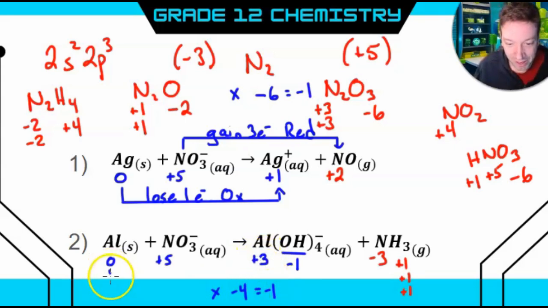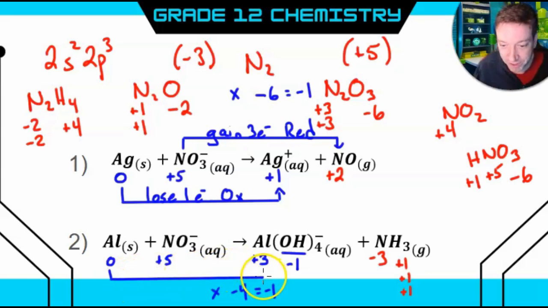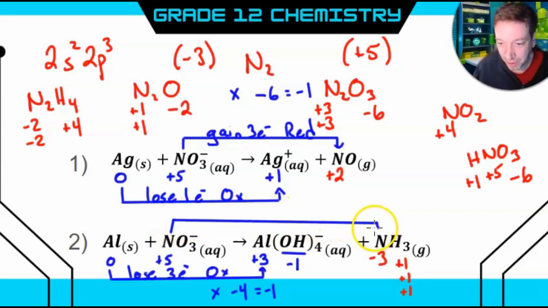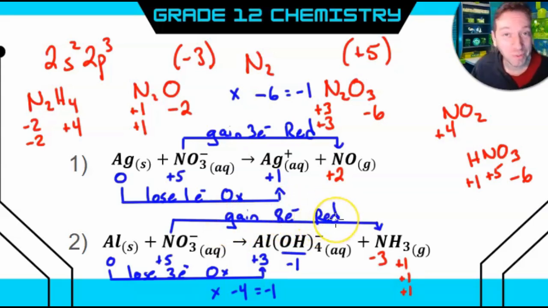So now let's see what happens to aluminum. It's going from a charge of 0 to a charge of +3. So it's gaining charge and therefore losing electrons. Specifically, it's losing 3 electrons. And if it loses electrons, Leo, it is oxidized. Whereas our nitrogen is going from +5 to -3. So +5 to -3, its charge is decreasing, so it's gaining electrons. And in this case, 8 electrons. So it is reduced. So I hope that video helped.